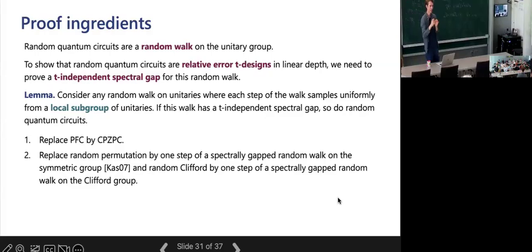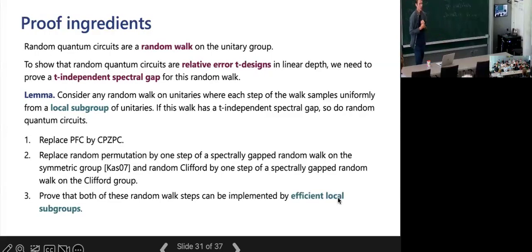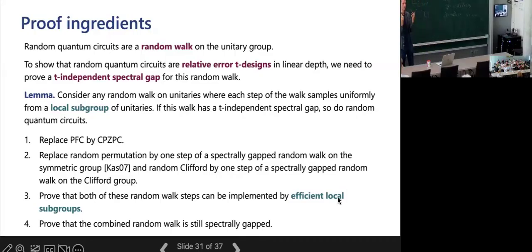But we know that each of these tiny steps is itself a gapped walk. Now you can prove, because each of these tiny steps has a lot more local structure, it's basically like doing one gate instead of the full circuit, that these have this local subgroup structure that we need. And then finally, you can prove that if you stitch all of these spectrally gapped walks together, you get one big spectrally gapped walk. So that's the final walk that we're looking at: this CPZPC, but with one tiny step instead of the uniformly random Cliffords and permutation.